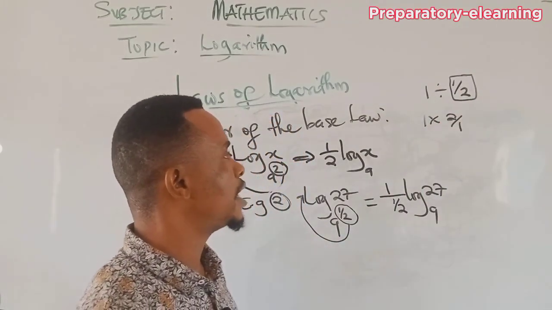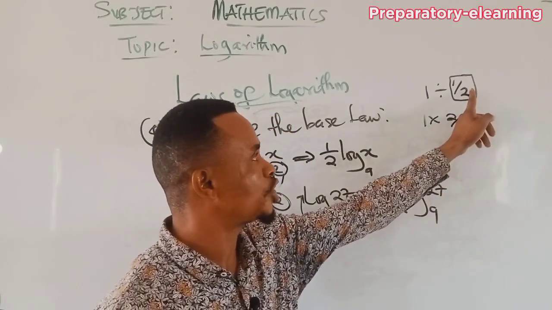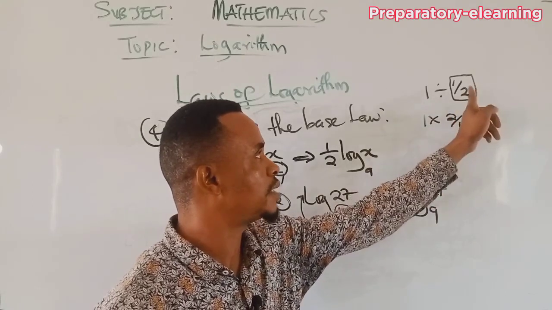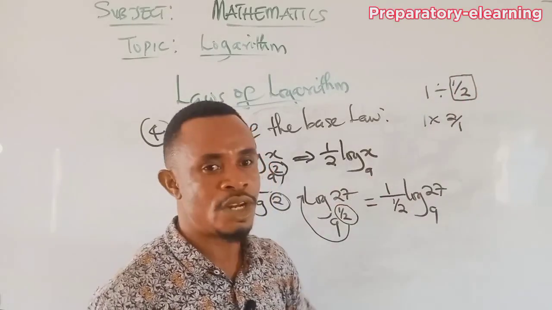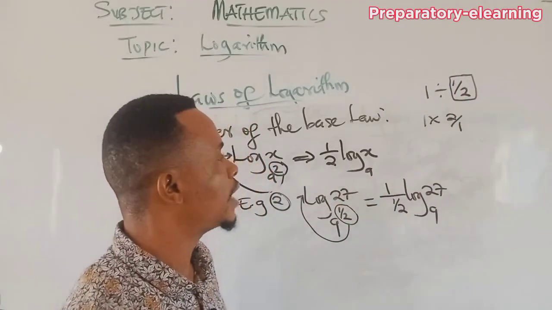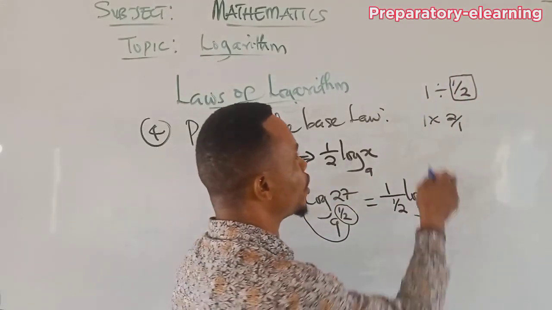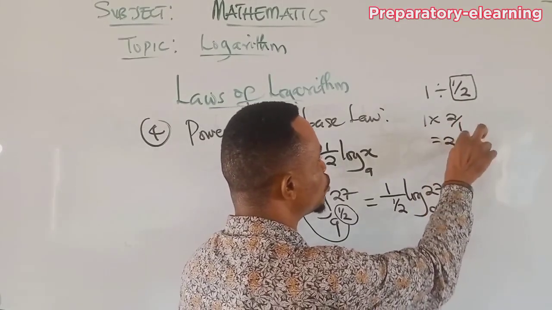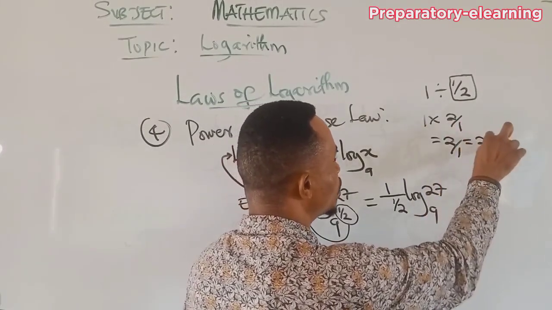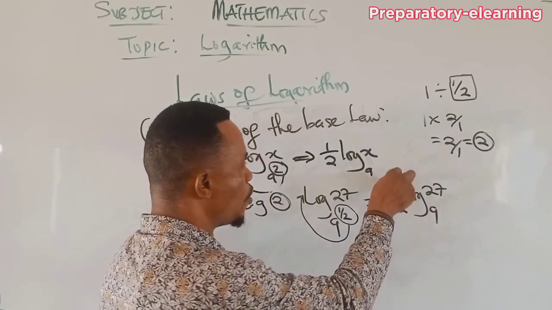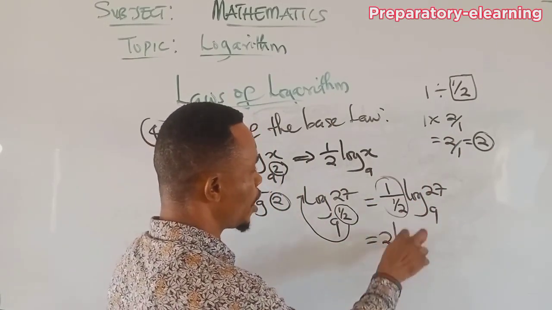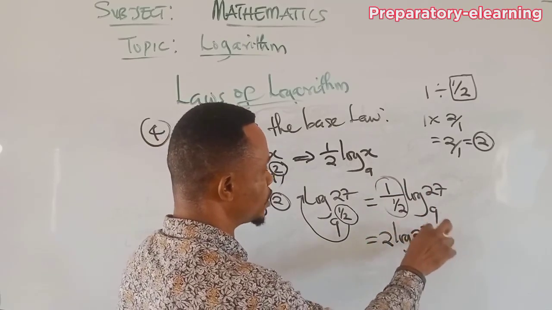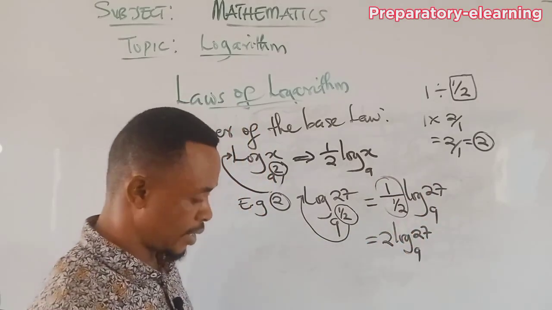Anytime you change the division sign to a multiplication sign, the fraction on the right will invert the positions of the numerator and denominator. So we have 1 times 2 over 1. Let's finish up. 1 times 2 is what? 2 over 1, and 2 over 1 is what? 2. So in place of the whole of these, what do we have there? 2. We have 2 log 27 base 9.